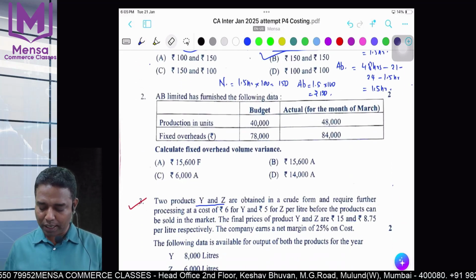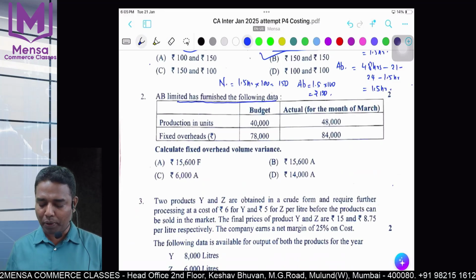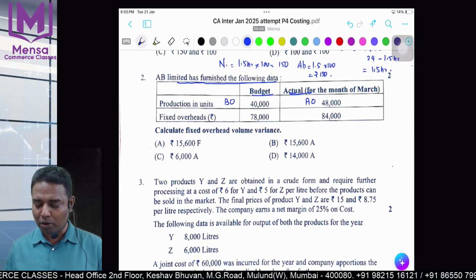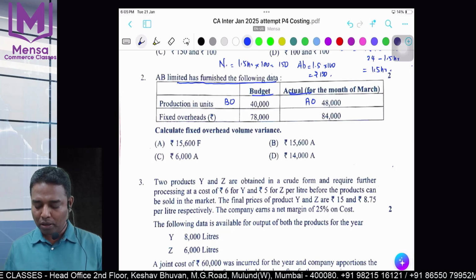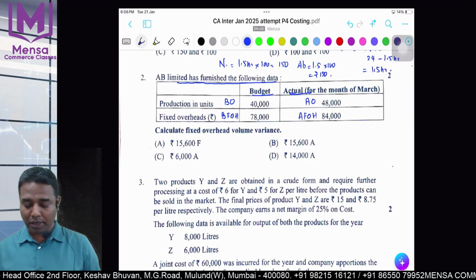If you see here, the next question, they are saying AB Limited has furnished the following data. What is the data given here? Budgeted and actual output are given. Budgeted output 40,000, actual output 48,000. The budgeted fixed overheads is 78,000 and the actual fixed overheads is 84,000. What are we interested in?